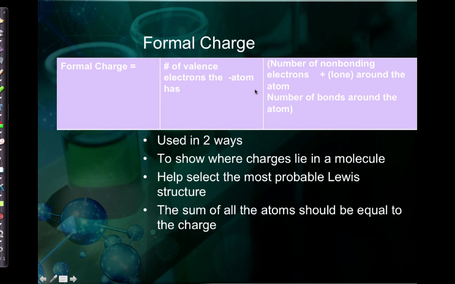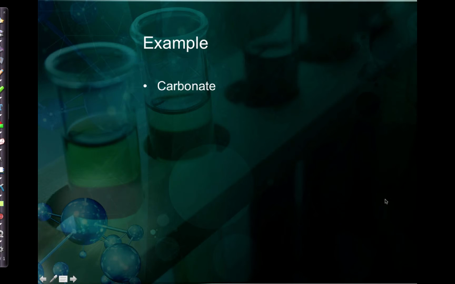All right, so when you calculate formal charge, what you do is you take the number of valence electrons in the atom. So if it's carbon that we're looking at, then carbon would have 4 valence electrons. And then you're going to subtract the number of non-bonding electrons. So you're going to look at the lone electrons, and then you're going to add that to the number of bonds around the atom. So you're going to look at the number of non-bonding electrons, so how many electrons you have, and not just pairs. You're going to count the actual number of electrons. And I'm going to show you this in just a minute.